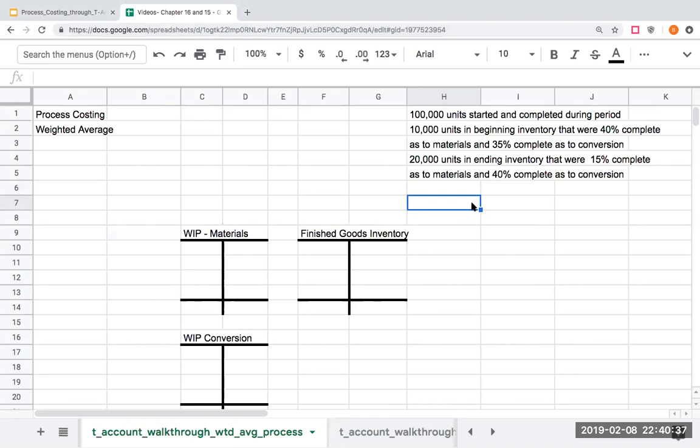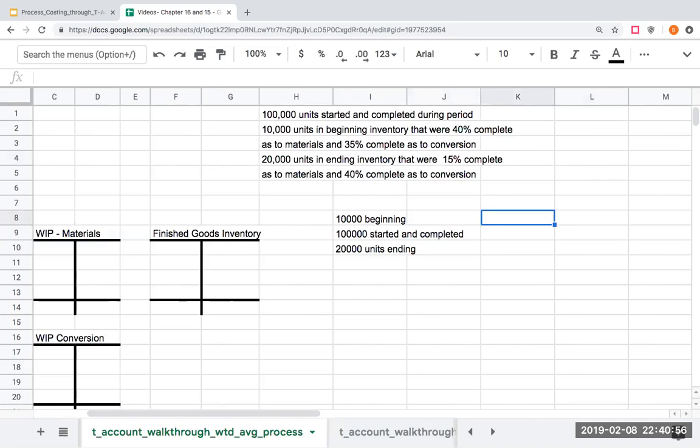And the reason is, when I'm looking at these units, we've got 10,000 beginning, 100,000 started and completed, and then we've got 20,000 units in ending. Now, here under equivalent units, weighted average for materials, I make the assumption that I completed all these 10,000 units during the period. If I see started and completed, it means it was done. So here is going to be 100,000.